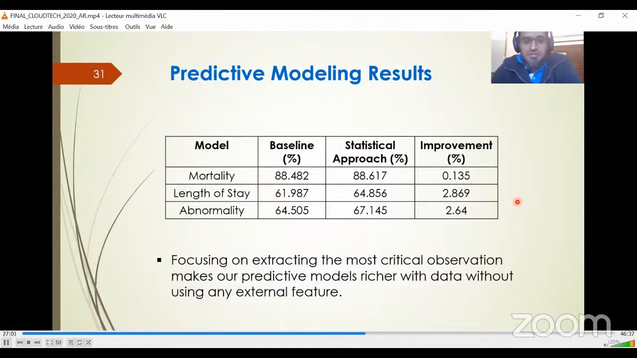That supports our idea that the most critical observations, the observations in the first and the fourth quantiles, will make our model rich with data and will power our model, without using any external features. You will use the same source of data, patient data.